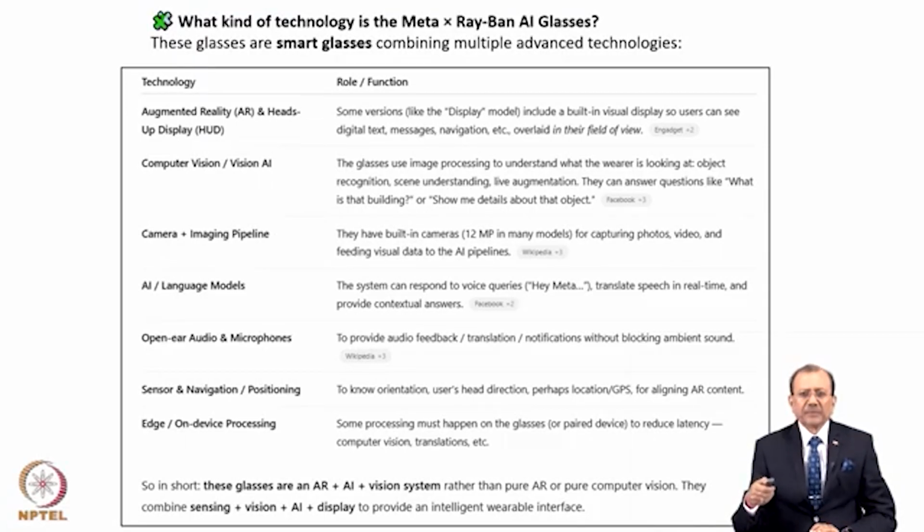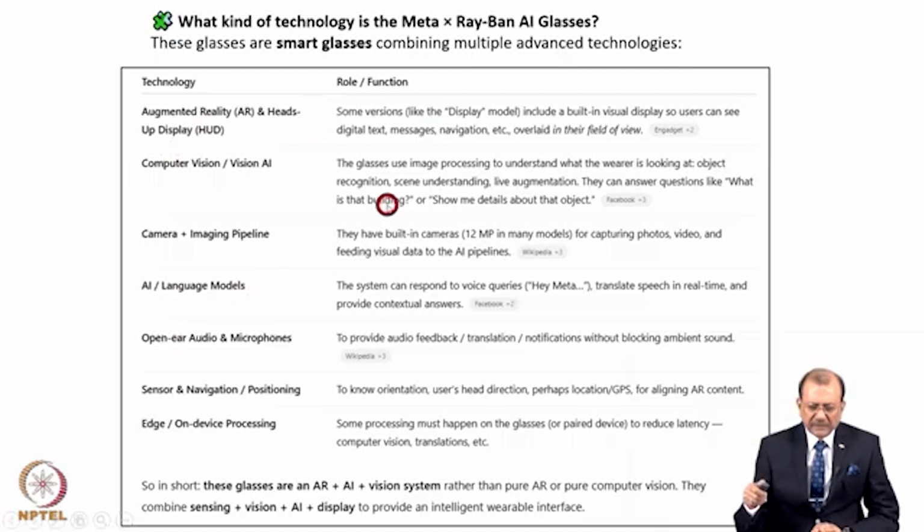These Meta glasses have been built with the help of the convergence of these kinds of technologies. One side computer vision, camera, AI language model. So as we started this second week with the theme of convergence, you will see a very great example of convergence in these kinds of gadgets, which are starting to come in the market now.